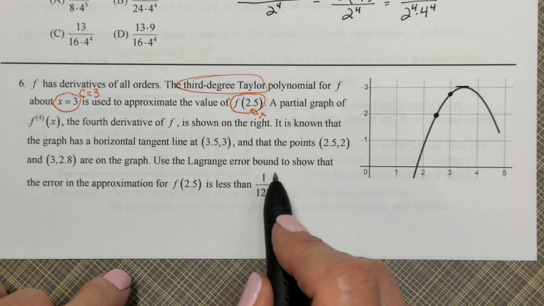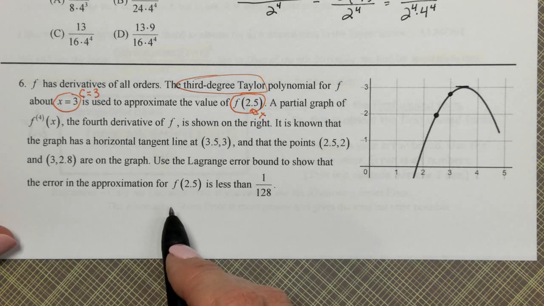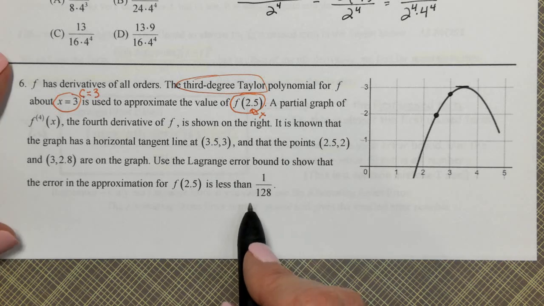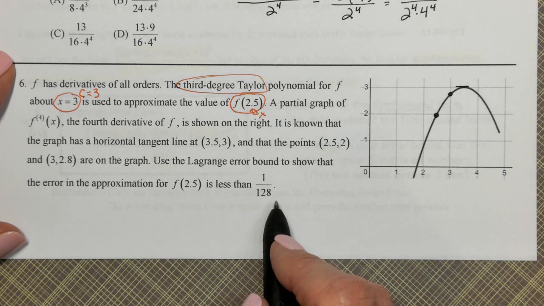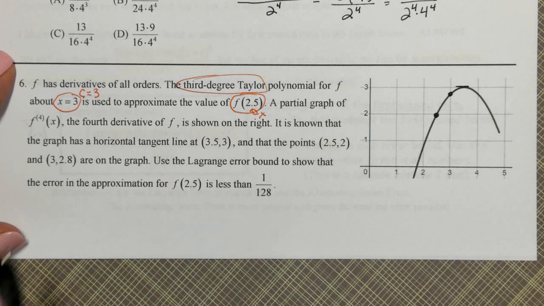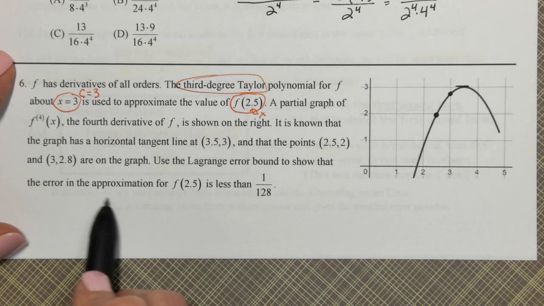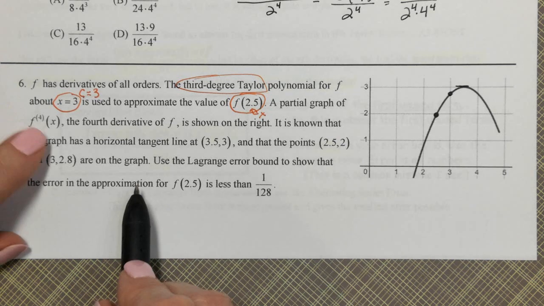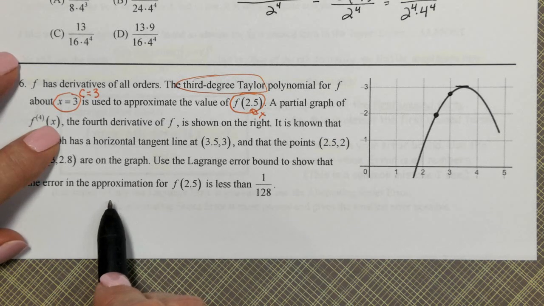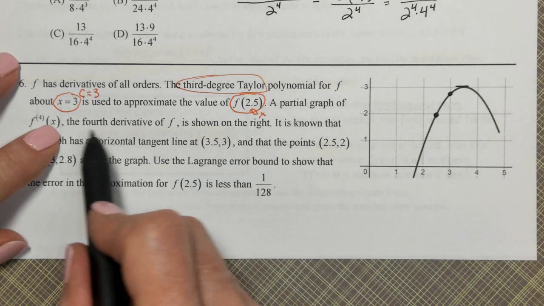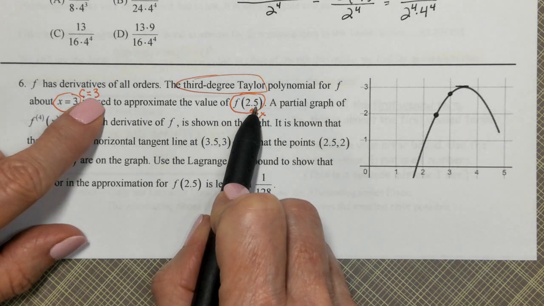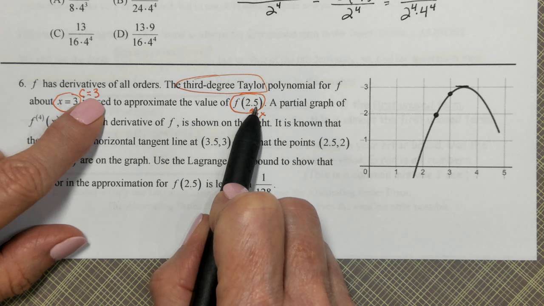Use the Lagrange error bound to show that the error in the approximation for f of 2.5 is less than 1 over 128. Okay, so this would be more of an FRQ style because we're showing something to be true. The first thing I'm going to do is write the Lagrange error bound. I start with the derivative. I want the maximum that the fourth derivative can be, specifically between 2.5 and 3. That's all I want to know.